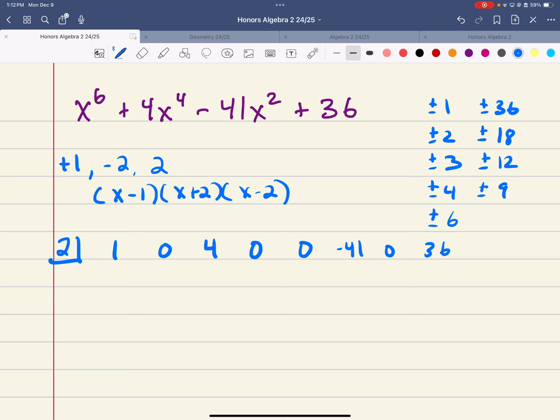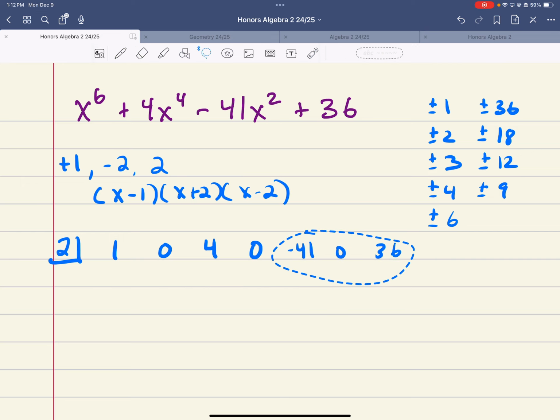6, 5, 4, 3, 2, 1. I got too many. I got an extra 0 right here, right? That's why I always count. Do you notice me counting 5, 4, 3, 2, 1? That's why I do that.